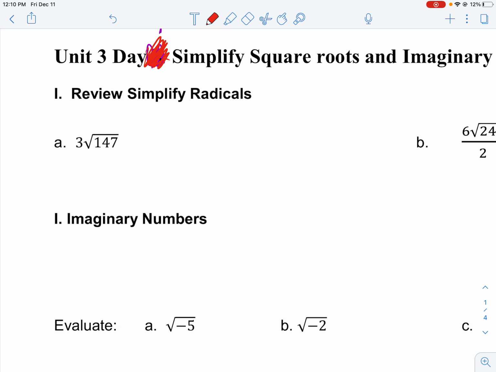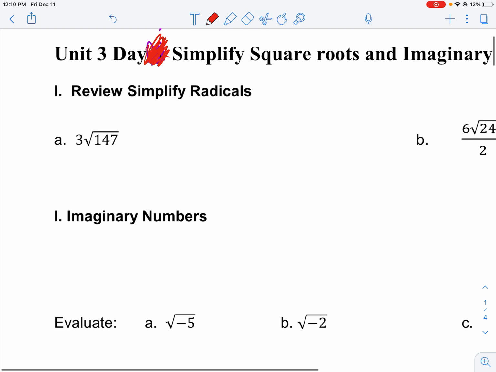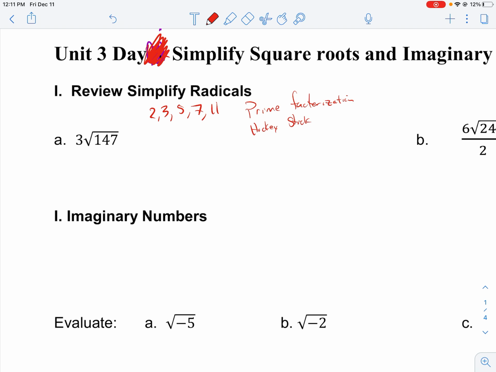So when you're simplifying square roots, okay, the process I usually teach kids is the prime factorization, right? Or the hockey stick method. Okay, so here's how the hockey stick method works, right? Take a look at this 147. We say, okay, which one of these numbers goes into 147? Okay, so in this case, 3 does. It's actually 3 times 49.